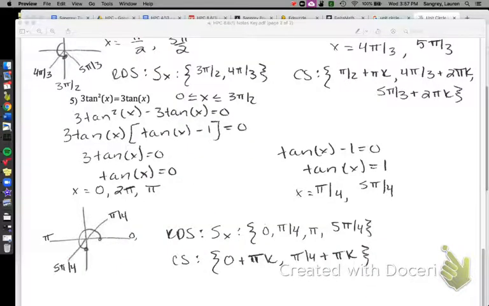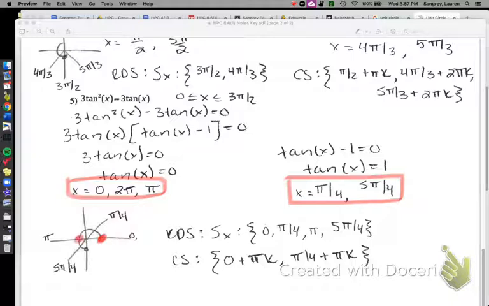And number 5, we had a handful of x values for this problem as well. So when we look at where they're at on the unit circle, 0, which is also the same as 2 pi as far as position goes, and pi are directly across from each other on the unit circle. So all we need to do is 0 plus pi k, and that will hit both of those positions. And we also have pi over 4 and 5 pi over 4 directly across from each other on the unit circle. So we can say pi over 4 plus pi k.